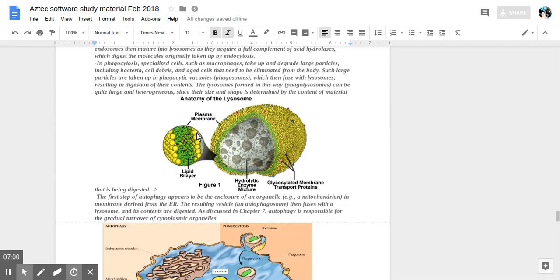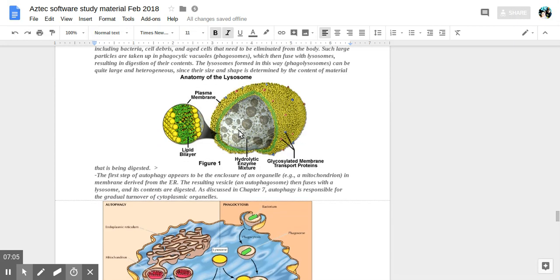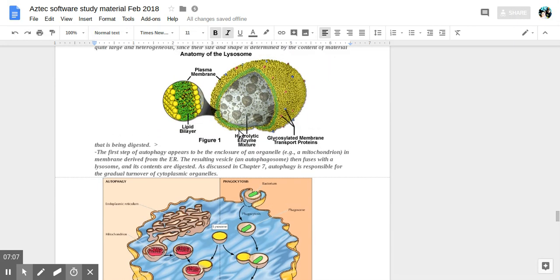So you have the plasma membrane or lipid bilayer, hydrolytic enzyme mixtures on the inside with low pH. So glycosylated membrane transport proteins help with the bringing in of molecules.